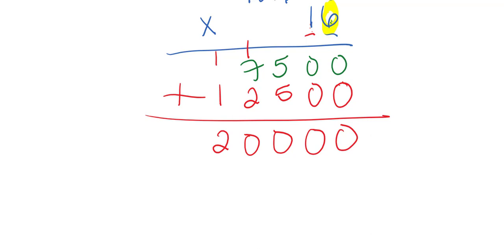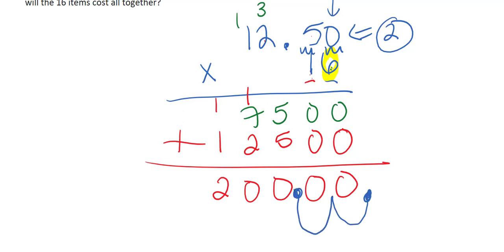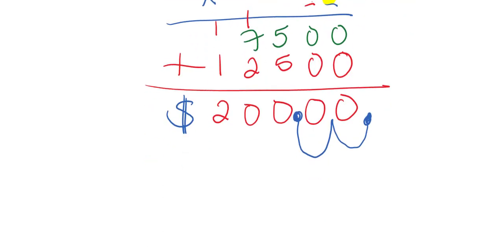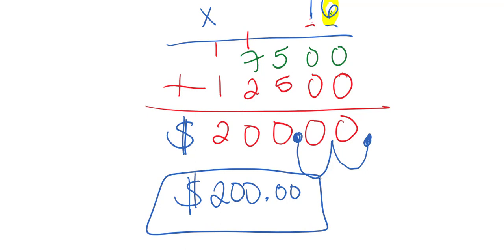Then we're going to look back. So we only have 2 decimal place values right here, right? So we have 1, 2 right after the decimal, and we don't have anything with the 16. So that means we're moving the decimal over 2 times to the left. So we go 1, 2, and stop right there. So what's our solution? Well, it's going to be $200. And that would be our final answer.